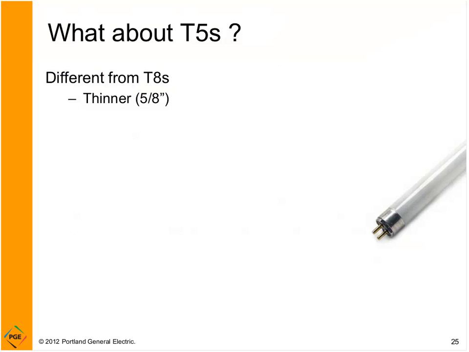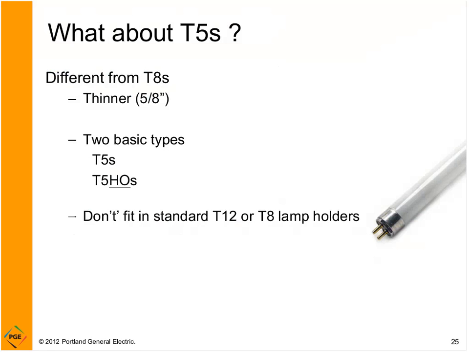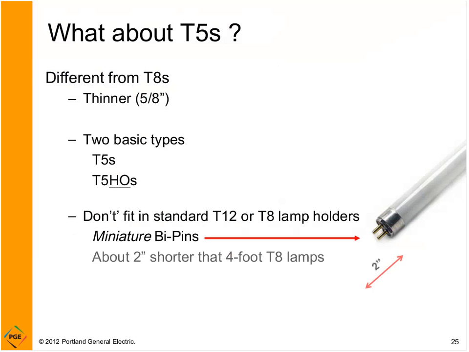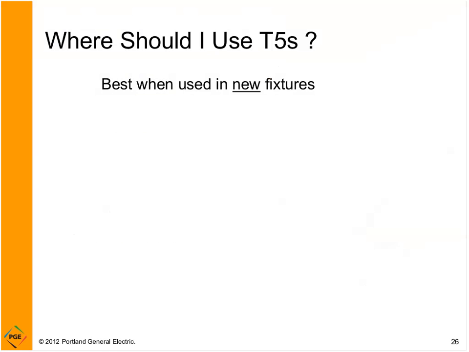So what about T5s? They're different. They're thinner, 5/8, as we saw earlier. There's two basic types. There's the standard T5, and there's one that's used quite often in indirect lighting and high bays, and that's a high output version of the T5. But these don't fit in your standard T12 or T8 lamp holders, and that's because they have a different bipin and they're shorter, so they're not going to go in the same fixtures that T8s or T12s do. So it's really not meant to be a retrofit lamp. It's meant to go in new fixtures.